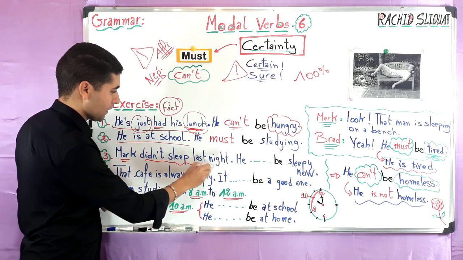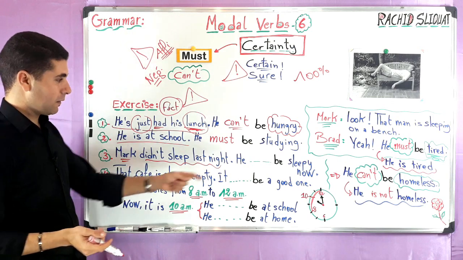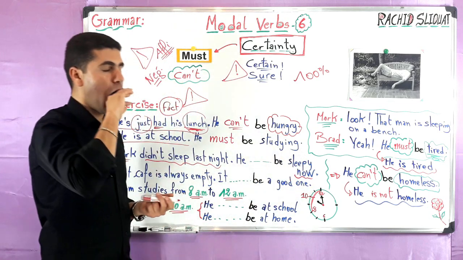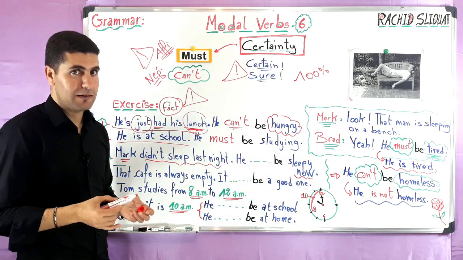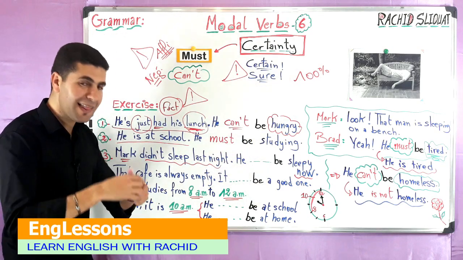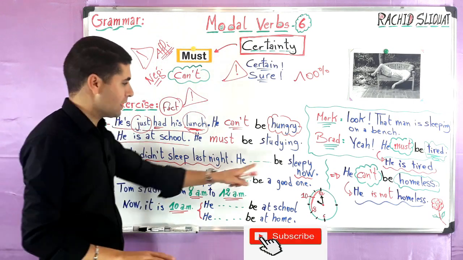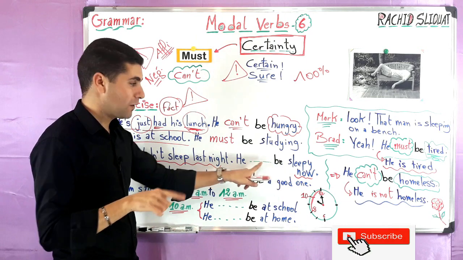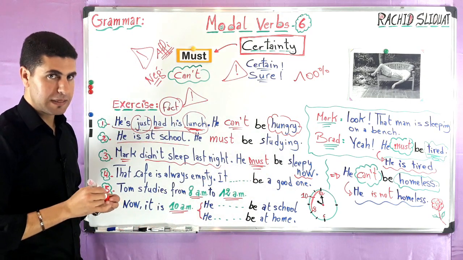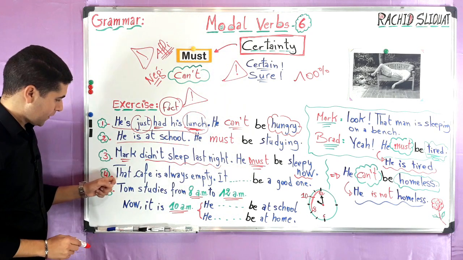Number 3, Mark didn't sleep last night. So this is a fact. He didn't sleep last night. He blank be sleepy now. Sure, 100% sure, he is sleepy. Why? Because last night he didn't sleep. So it is affirmative. So what do we say? He must be sleepy now. Why must he be sleepy now? Because last night he didn't sleep.